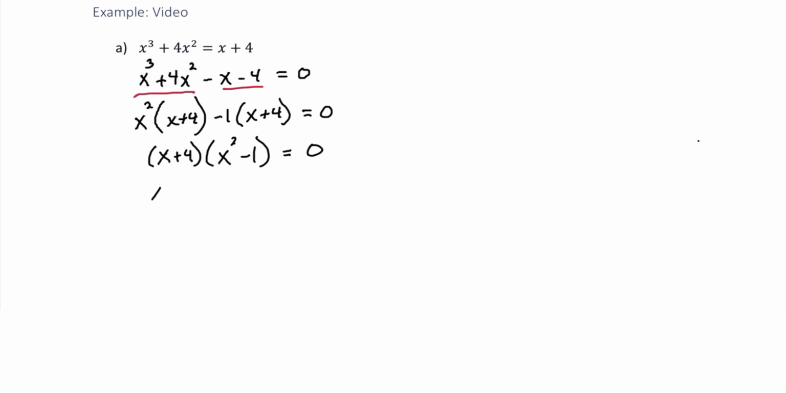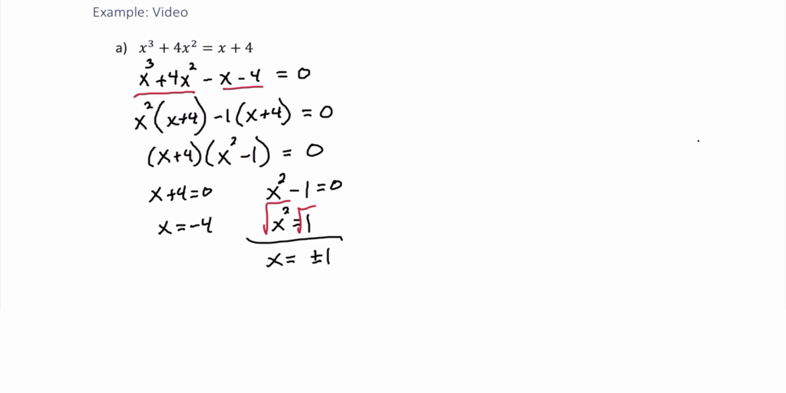Next, we'll set each of those factors equal to 0 and solve. On the left equation, subtract 4 on both sides. We get x equals -4. On the right equation, add 1 to both sides, x squared equals 1. Take the square root of both sides to remove the square, and we get the square root of 1 is 1. But don't forget, if you take the square root of both sides, we need to add plus or minus. So we have 3 answers.